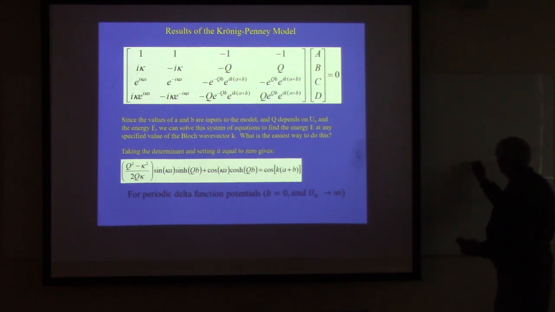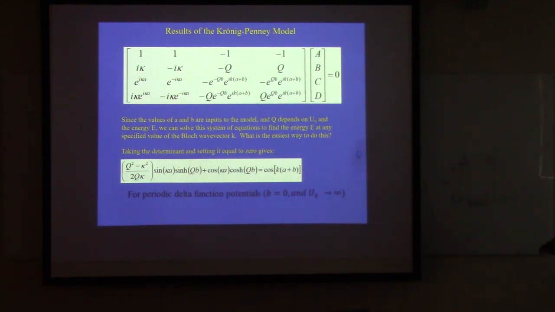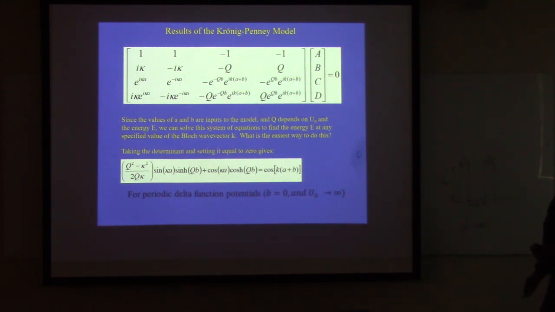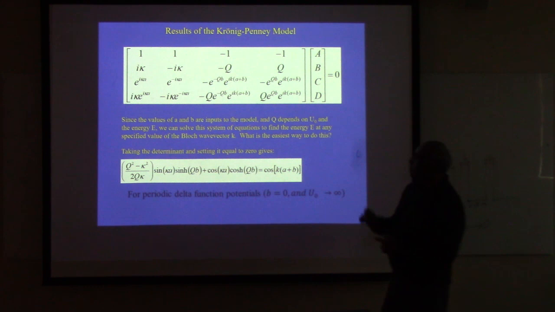They have width b and height U0, and the periodicity, if you start from here a, this is b, is actually a plus b. So this is not easy to evaluate, right? So we make an approximation here. We make this potential width very small, so we make b go to 0. That means you are making delta functions, like delta function potentials.